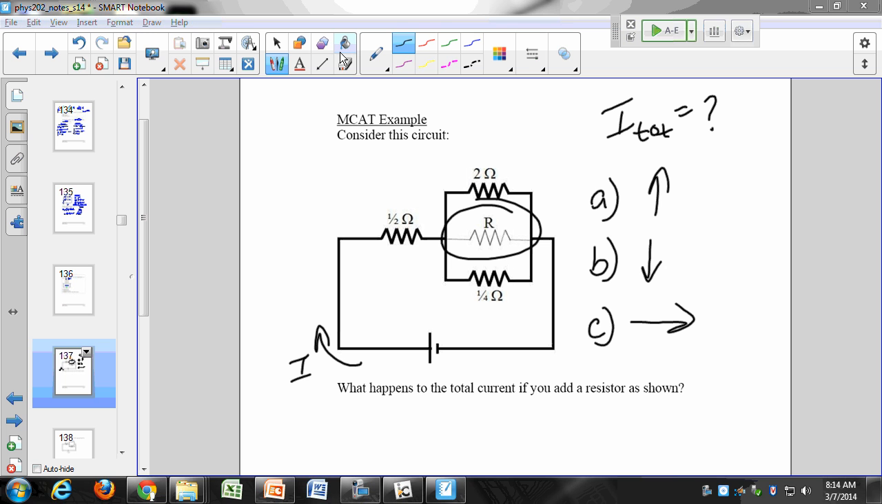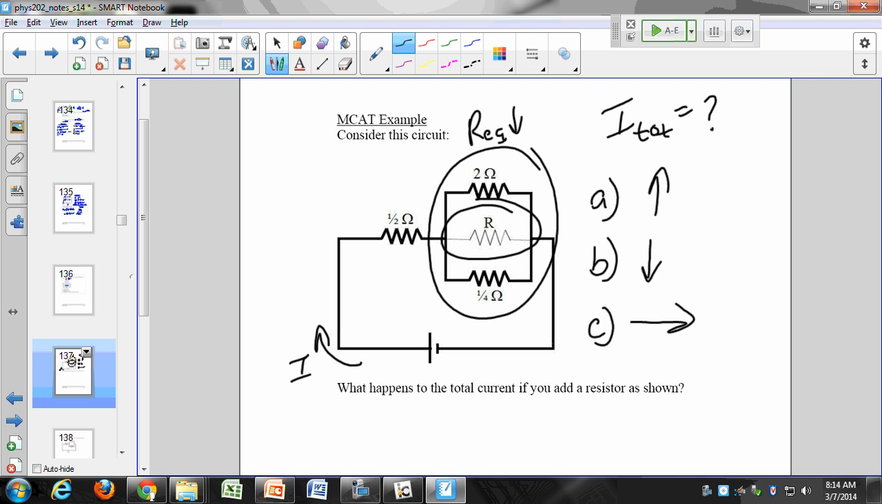Okay, so you want to ask yourself, what happens first of all to the resistance of this branch when I add a resistor in parallel? What happens to the equivalent resistance of that branch? Does it go up or down? It goes down. So the equivalent resistance of this branch actually goes down, right?